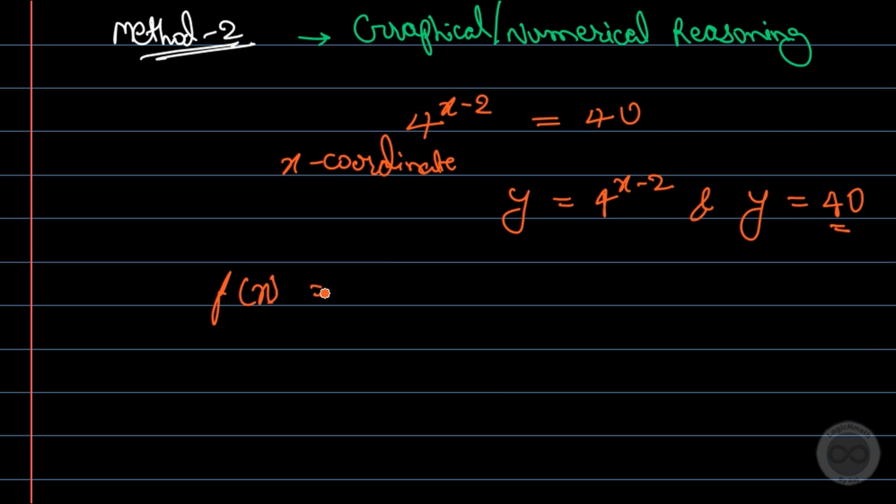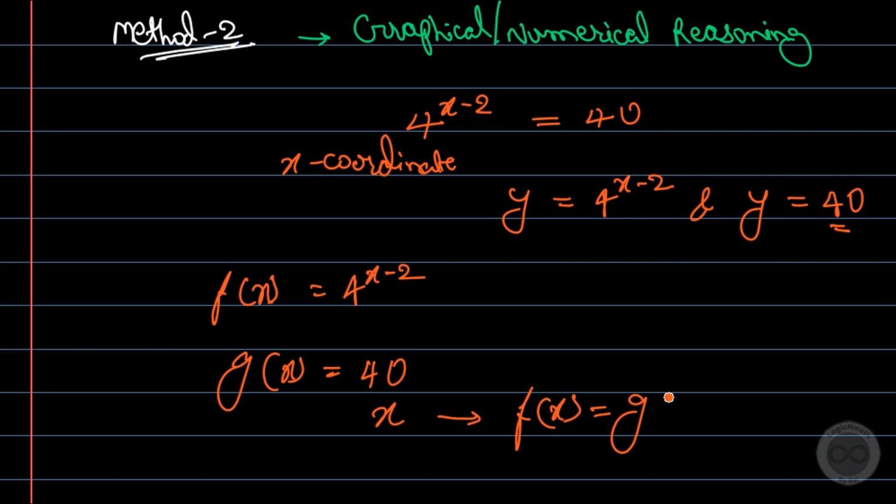So let's define our two functions. f of x is equal to 4 raised to the power x minus 2 and g of x is equal to 40. And we want all x such that f of x is equal to g of x. Graphically, the intersection point of the curve y is equal to 4 raised to the power x minus 2 and the line y is equal to 40.